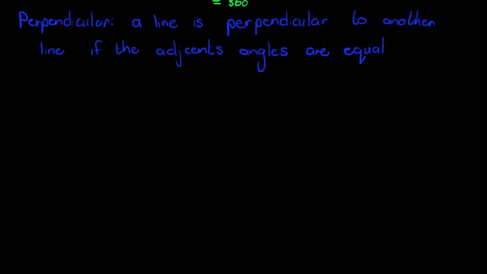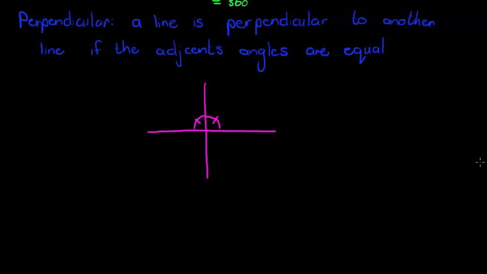Okay, so if I were to draw that, a line is not perpendicular to another line because it's 90 degrees. That is a result of the fact that they are perpendicular. In other words, perpendicular means that when two lines cut each other, the angle on this side is equal to the angle on that side.